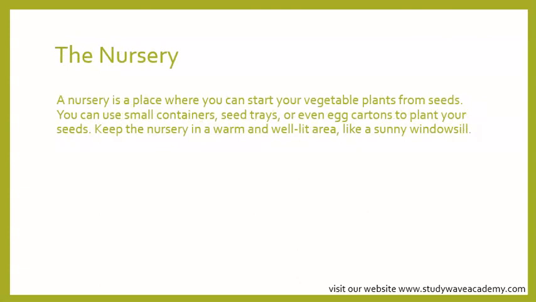The nursery. A nursery is a place where you can start your vegetable plants from seeds. You can use small containers, seed trays, or even egg cartons to plant your seeds. Keep the nursery in a warm and well-lit area, like a sunny windowsill. The nursery is where you start your plants from seeds before transplanting them into the garden. Okay?